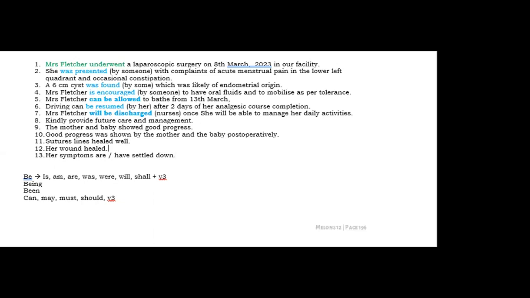Her symptoms are settled down is actually passive voice. Her symptoms are settled down by whom? Tell me, by whom? If you remove this "have," this is actually passive voice. Are plus V3 form. I did not say have plus V3 form; have been is there, but have plus V3 form is not passive voice. "Her symptoms are settled down" is wrong. "Her symptoms have settled down" is completely fine.